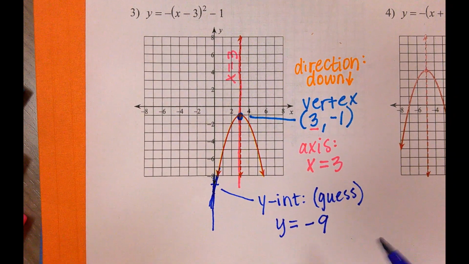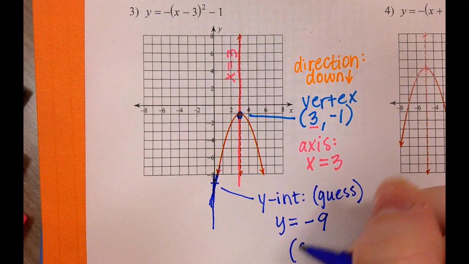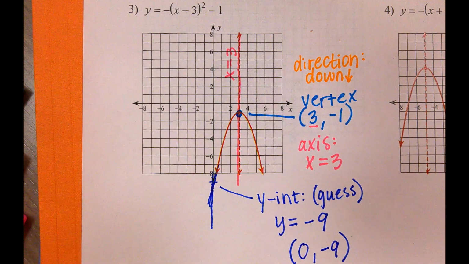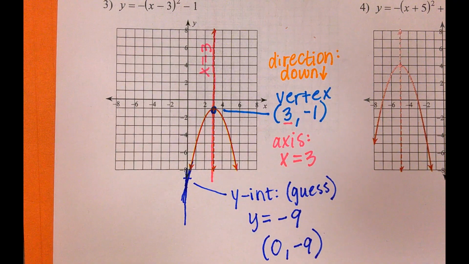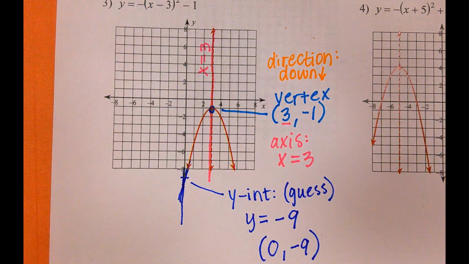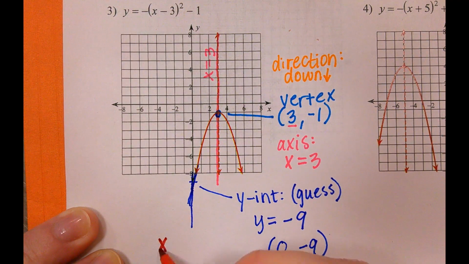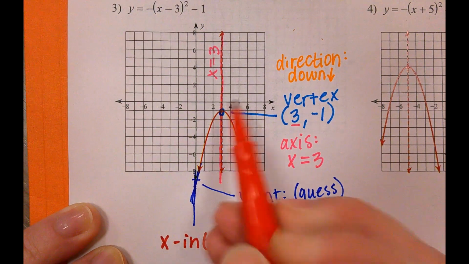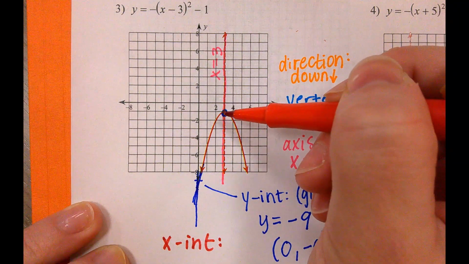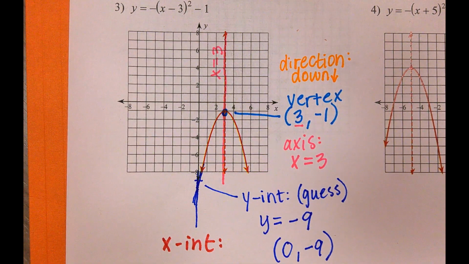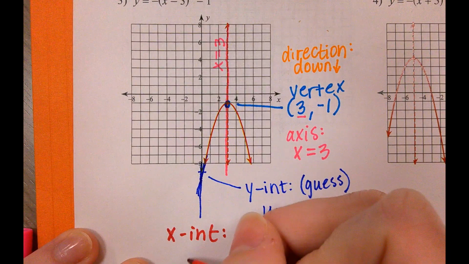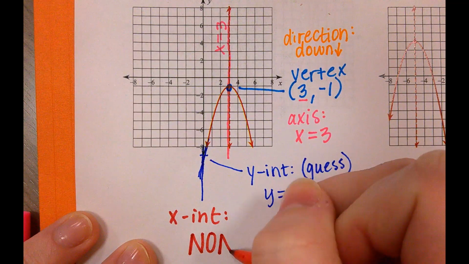And what would the coordinate be? 0, -9. Good. Number 4, whenever we get there, it does the same thing for the y-intercept. They don't give it to you. Now, how about x-intercepts? There are none. Again, this will never touch the x-axis because it starts below and it's extending forever downward. So it can never go back up and touch the x-axis. So there are none. This is another special case.